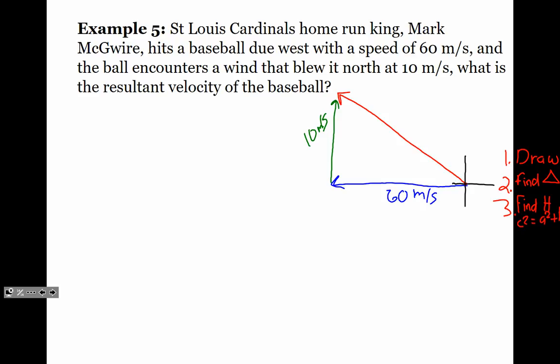So that's easy. So I'm going to go down here. I'm going to find C. Remember, I'm just going to square root. I've got 60 plus 10 squared. So I do all of that, put it in my square root. So I go in my calculator. Second, square root, 60 squared plus 10 squared. Doesn't matter who I put first, 60 or 10. I get 61 meters per second.